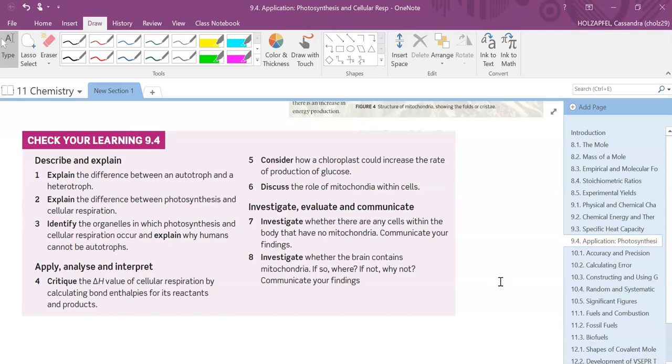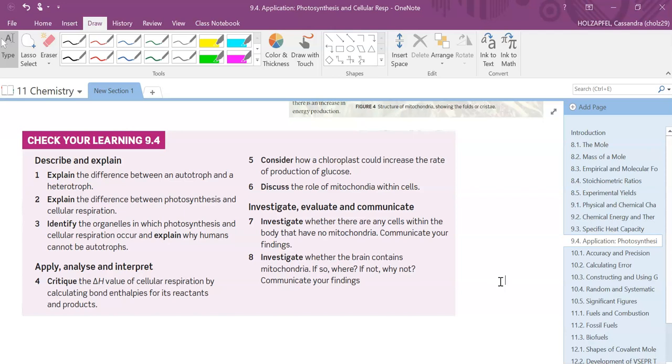Okay, question 2. Explain the difference between photosynthesis and cellular respiration. Again, I'll give you a second to pause the video and then I'll jump back in straight away with the answer. So photosynthesis, it's a process by which we take light and we turn it into energy by storing it in glucose molecules. And we do that by combining 6 carbon dioxide molecules with 6 water molecules to form 1 glucose molecule and 6 oxygen gas molecules.